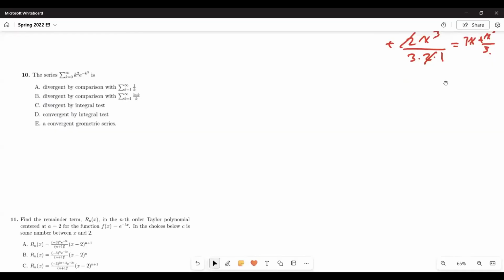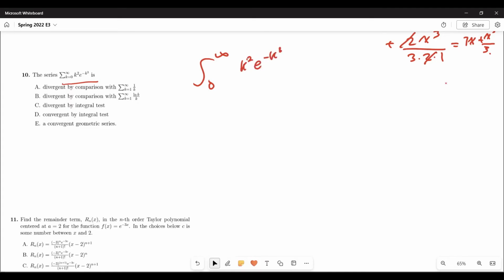Okay, this question asks to find whether the series is divergent or not. So we see that it's k squared e to the negative k cubed. Since the k cubed power is like one power bigger than the k squared, we know that we can use the integral test. So let's do that. Integral test from 0 to infinity of k squared e to the negative k cubed dk.